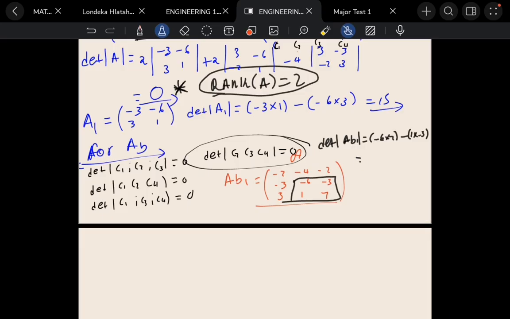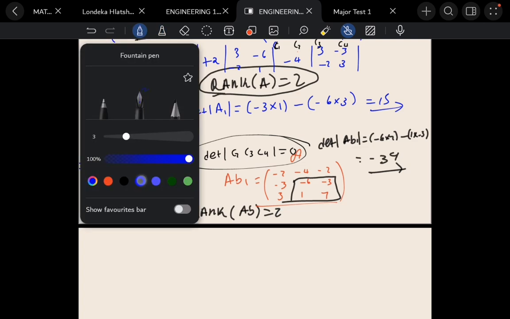If you try it, -6 times 7 minus 1 times -3, your answer is going to be -39. So we can conclude here that the rank of AB is also 2, because you know the definition why. And then now we can conclude.